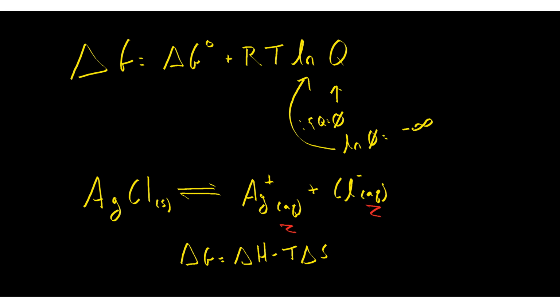Now, higher in entropy means that an increase in entropy tends to be spontaneous. And yet we know from the fact that Ksp is really small that delta G is positive. This is not a reaction that wants to happen. So that means that delta H must be positive as well. It must be a very endothermic reaction. So that's why silver chloride doesn't dissolve.